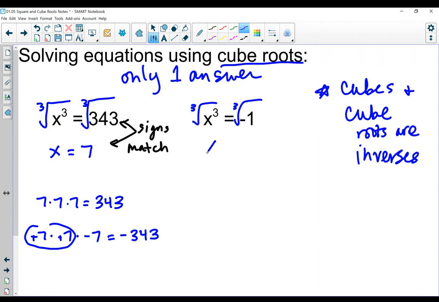So on the second one, x is going to equal, well, the only way to get a 1 is to keep multiplying ones. So negative 1 times negative 1 times negative 1 will equal negative 1. And so x equals negative 1. And again, our signs are going to match. And this one, the numbers match too. But our signs match. If we start with a negative and we do a cube root, we're still going to have a negative.